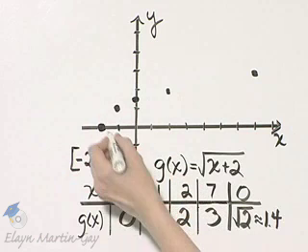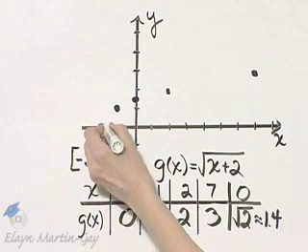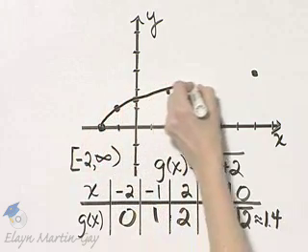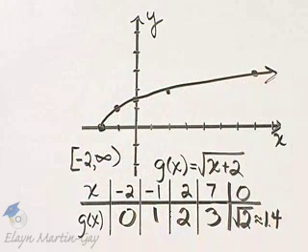Let's graph then by starting here at the smallest x value and drawing a smooth curve through these plotted points. There's the graph.